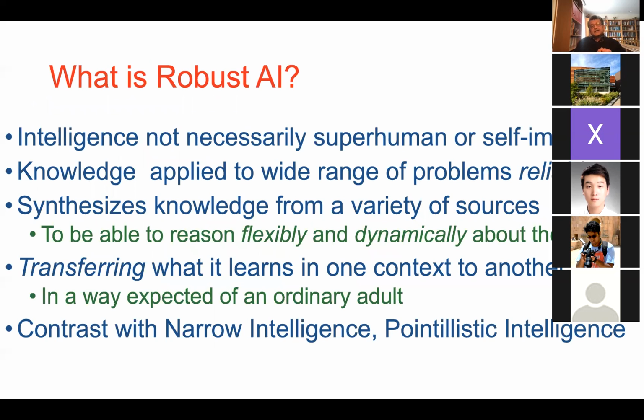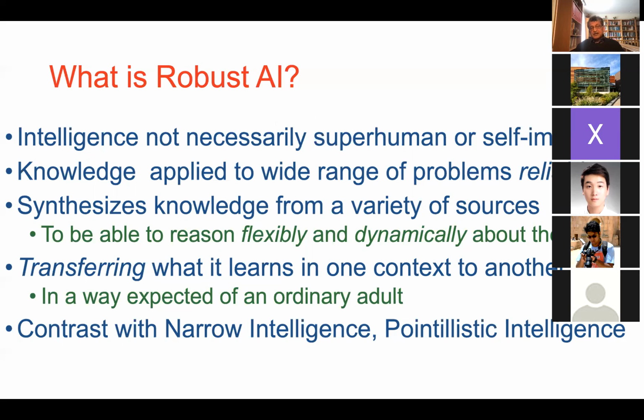So what is robust AI? Robust AI is intelligence, not necessarily superhuman. It is knowledge applied to a wide range of problems. It's about constructing an ordinary human being, not a genius of any sort on any topic, but it's a wide range of problems, and it synthesizes knowledge from a variety of sources to be able to reason flexibly and dynamically, transferring what it learns from one context to another in a way expected of an ordinary adult.